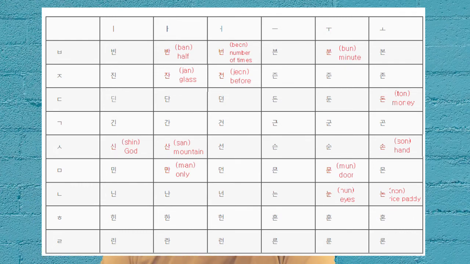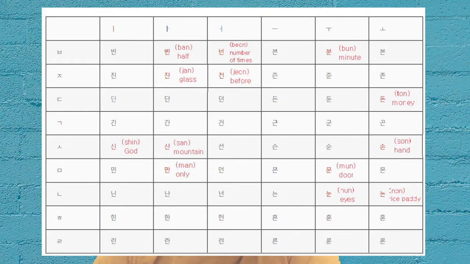Yung bun tayo pag minsan, parang tao, number ng tao. Sabi natin, il bun, isang tao. Il means one. Later on, I will teach you yung mga number in Korean. Actually, they use two types of numbering. One is Chinese and the other one is Korean numbers. And they also have the bon.